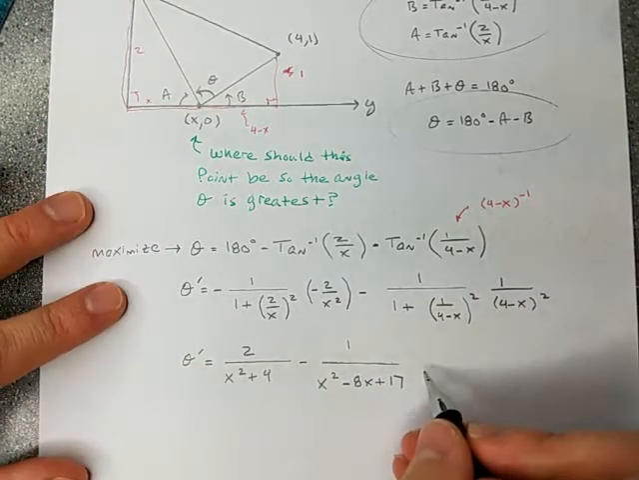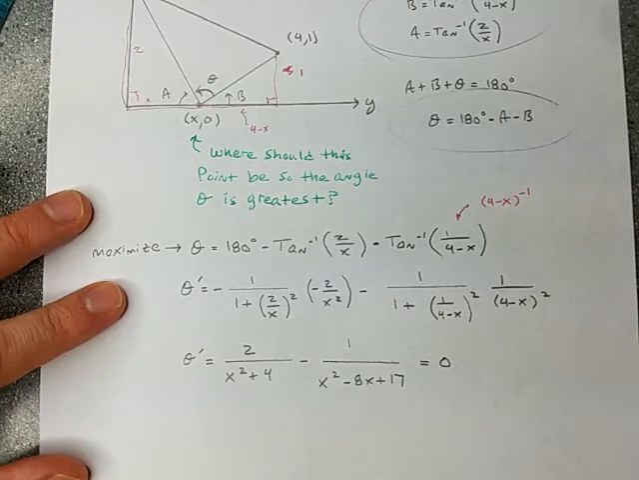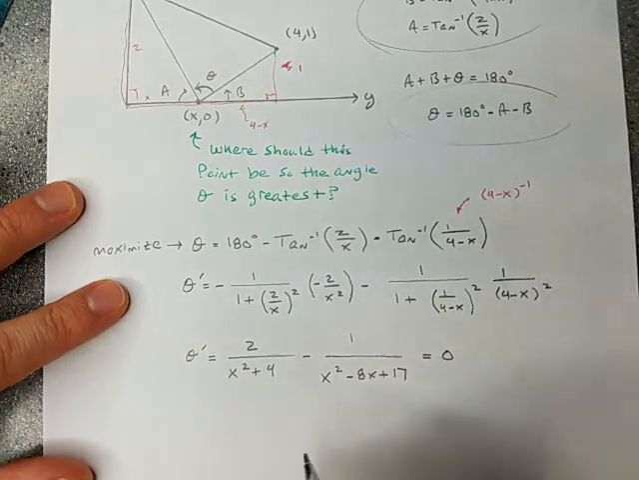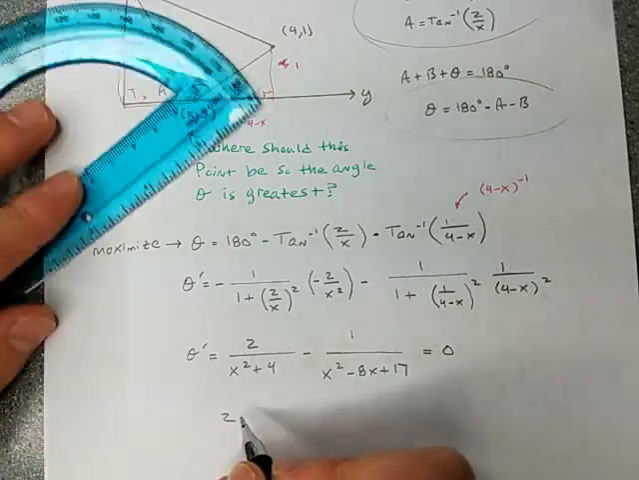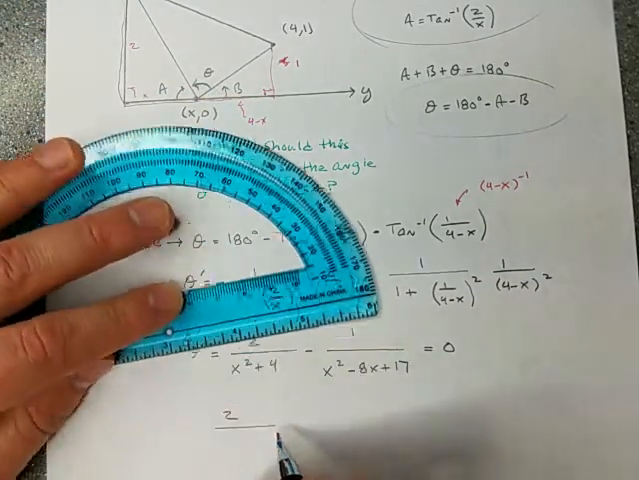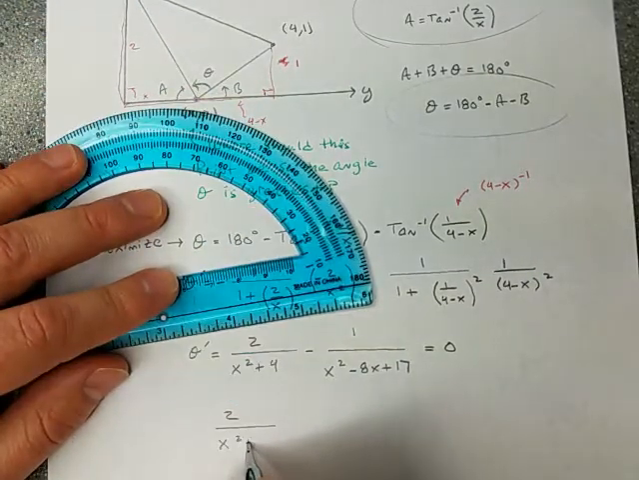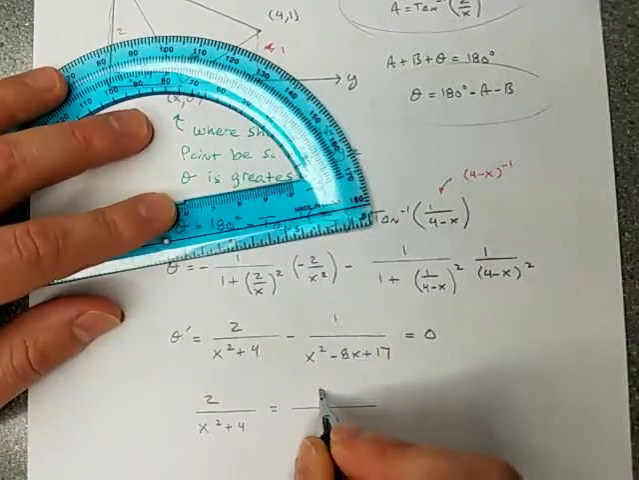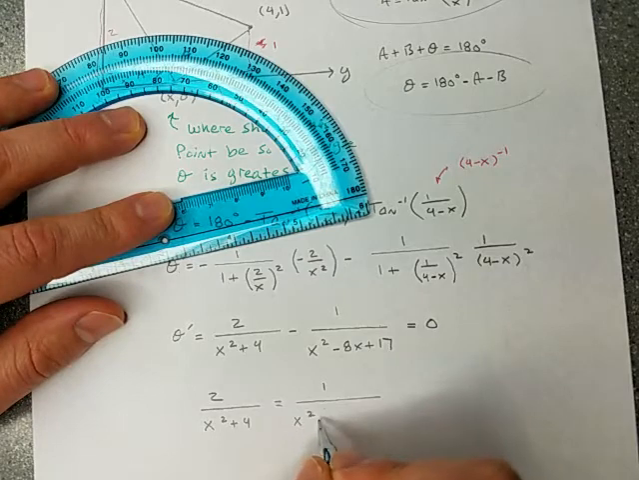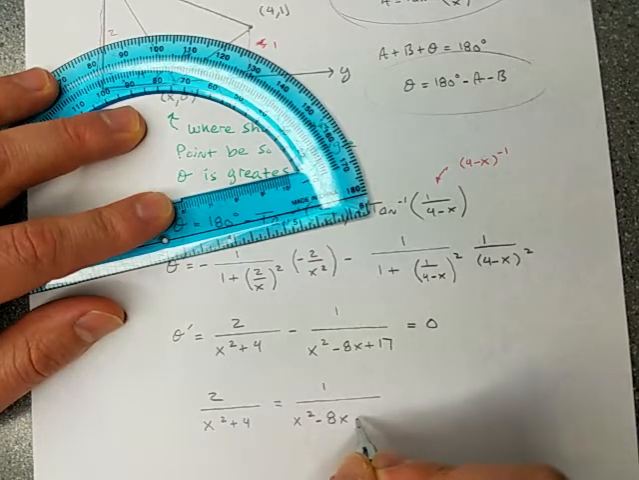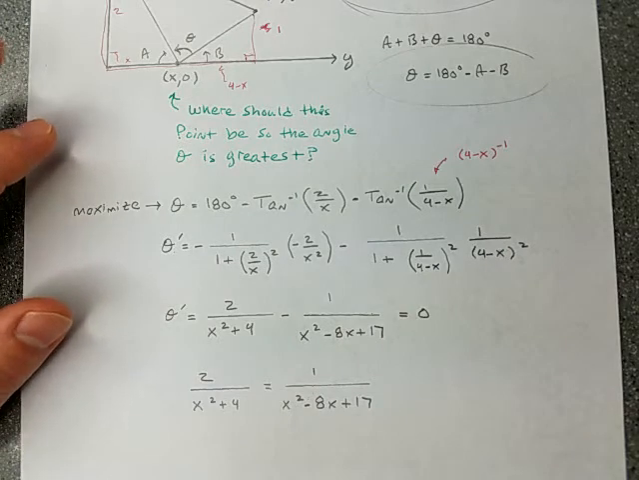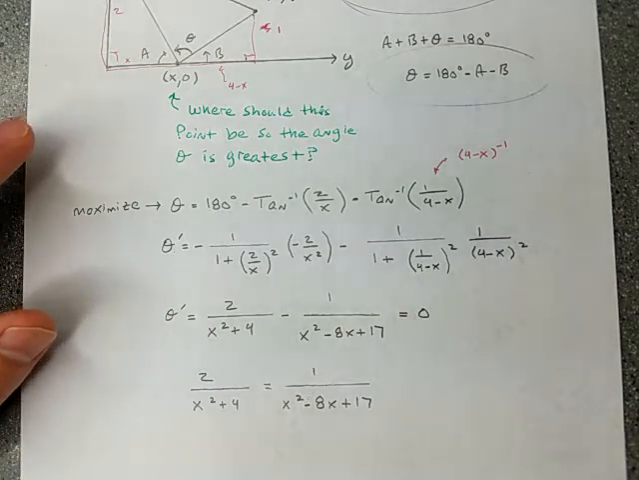Now, if I set that to 0, then I'll move this over there to solve it, and I'll get 2 over x squared plus 4 equals 1 over x squared minus 8x plus 17. Okay, so that's where I get at that point.